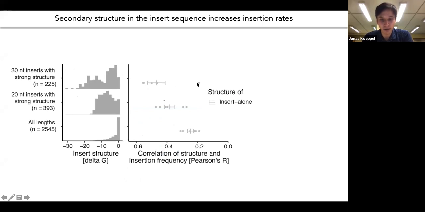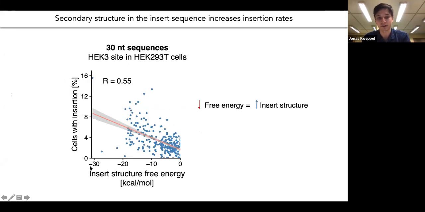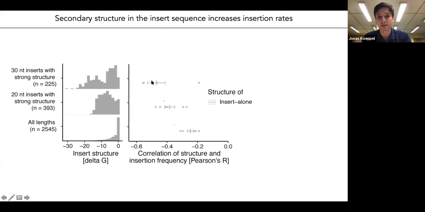So what I'm showing you now, each dot is a correlation for one experiment between secondary structure and insertion efficiency. And so you see it's negative because these free energy values are negative for strong structures. But you can see having structure is almost always good for the 30 nucleotide inserts to insert well. And our 20 nucleotide inserts were also designed to contain a lot of them that have strong structure, and we see the same thing here. However, the correlation is much weaker if we look at the entire library, because many sequences in the library don't form secondary structure.